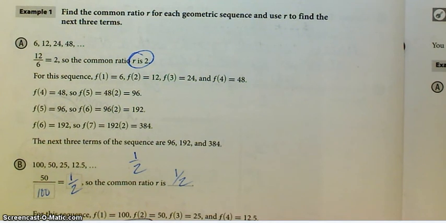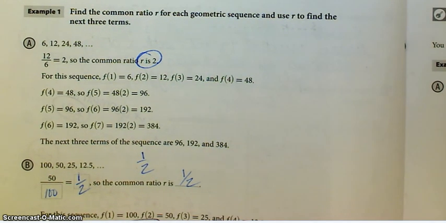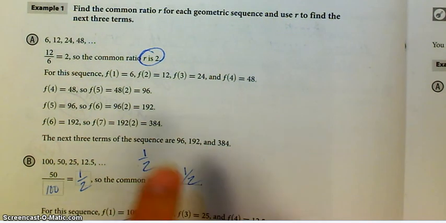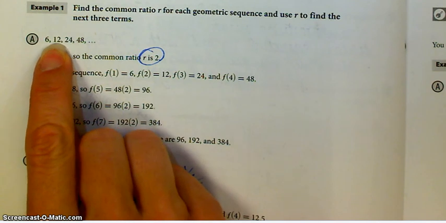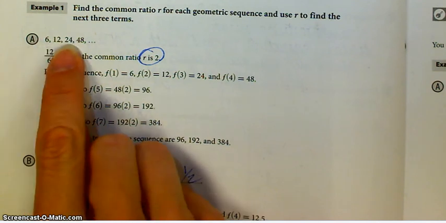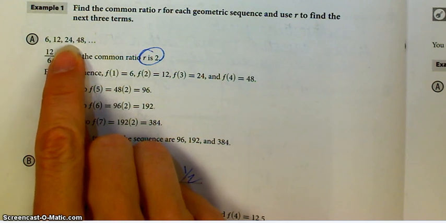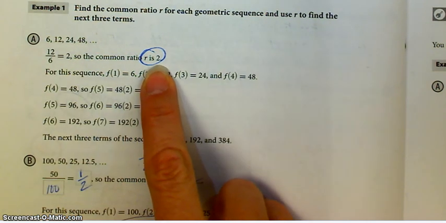Okay, I'm now on page 548, and let's look at example 1, A and B. It says to find the common ratio for each geometric sequence and use r to find the next 3 terms. Okay. So to find the common ratio, you can take the second value and divide it by the first, or you can take the third value and divide it by the second, or the fourth value and divide it by the third, etc. Okay, when you do that, you're going to get an r that is 2.